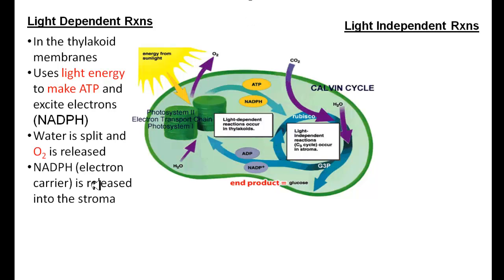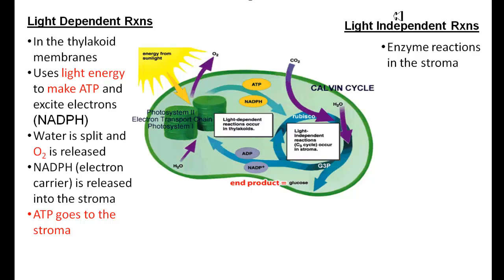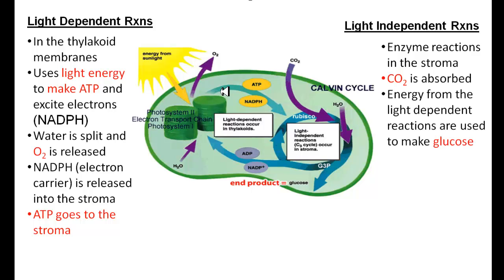chloroplast from the chlorophyll. NADPH, the electron carrier, gets released into the cytoplasm, the stroma, and ATP goes into the stroma. And then we go to the light-independent side, and remember this one happens 24/7. This one doesn't require light. Enzyme reactions in the stroma, carbon dioxide comes in. The energy from the light-dependent reactions is used to make the glucose. So we've got this light-dependent material coming in, and we're going to make glucose.